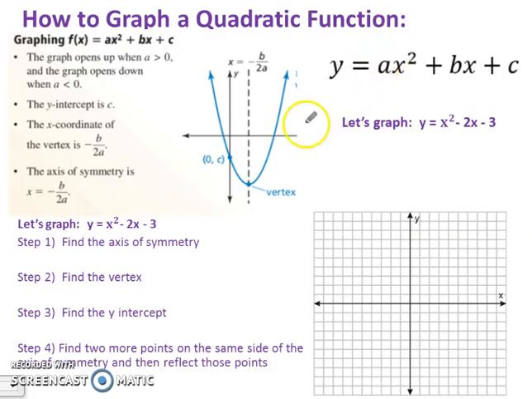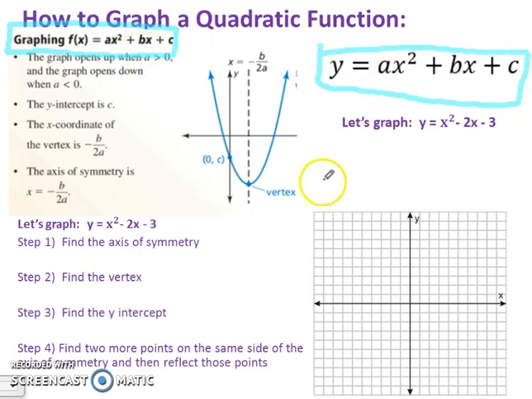So how to graph a quadratic function. Remember, there's a lot of stuff on this slide, a lot of important things. Our general form of our quadratic function is always written with the x squared term first, then the x term, and then just the constant term. So ax squared plus bx plus c. That's just our generic form of our quadratic function.